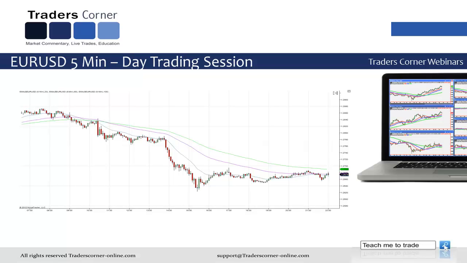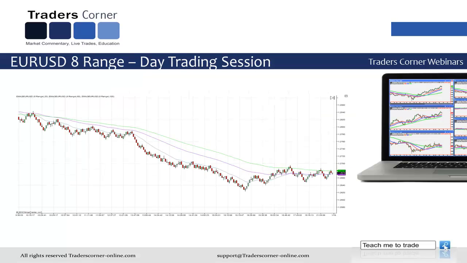Now, of course, there are a few entries here that I can see that you can take. There's at least 2 or 3 entries that you'd be able to take in a trending market to make money on this particular chart here. But what about the 8 range chart? Now look at how much cleaner that chart is, and look at how many more opportunities there are on that chart.